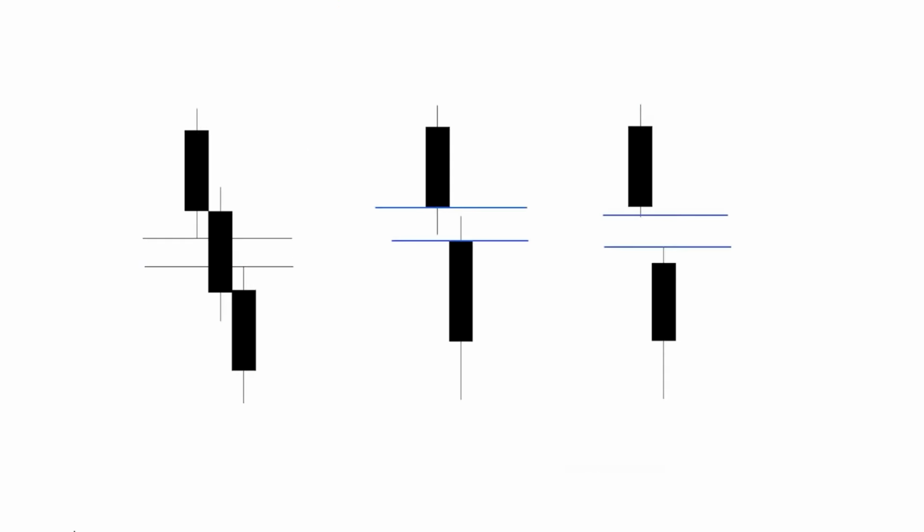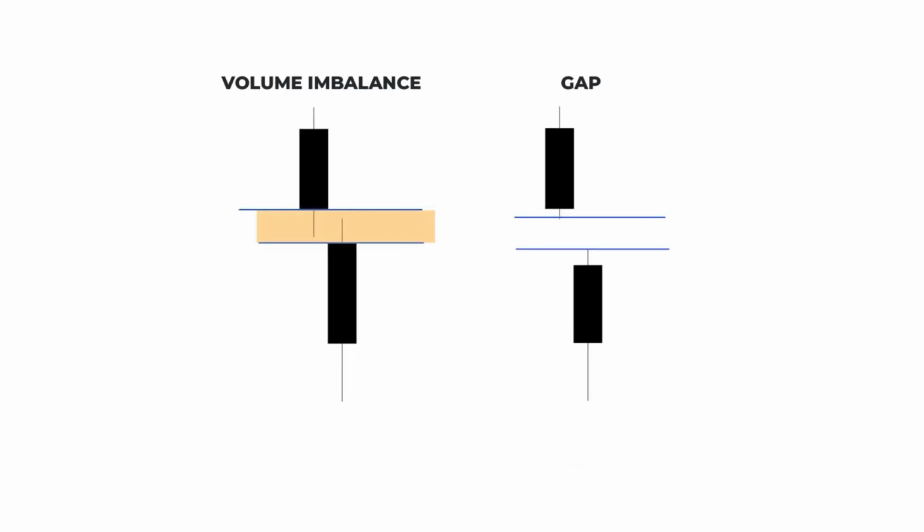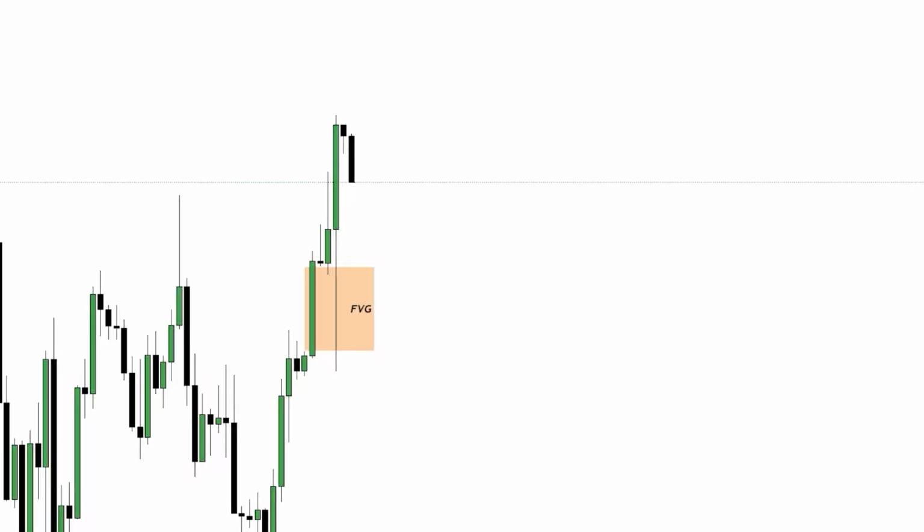The last thing we will look at today is the difference between a volume imbalance and a gap. We have already discussed what an imbalance is. A volume imbalance is the gap between the closing price and the opening price of two candles. The difference between a volume imbalance and a gap is that a gap signifies a complete absence of trading between two candles. So, how do you use these imbalances?